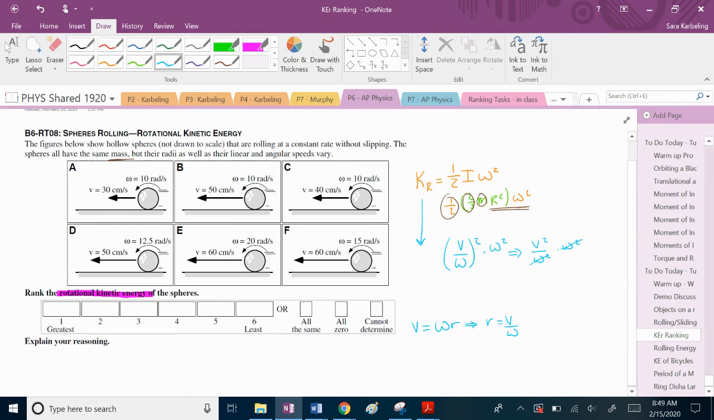The only thing that we really care about is ranking based on velocity, the translational velocity. So then we just need to look at the translational velocities. It looks like E and F have really big translational velocities, so E and F are going to be the greatest. We've got B and D that are next. And then it looks like C is greater than A. There you go.